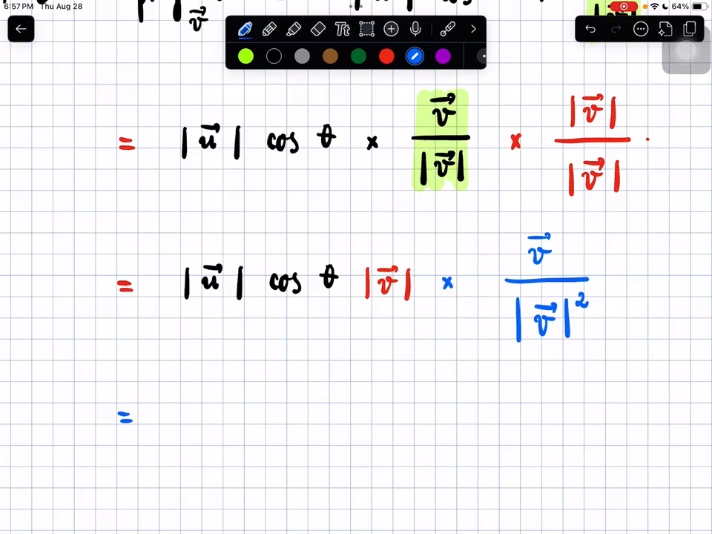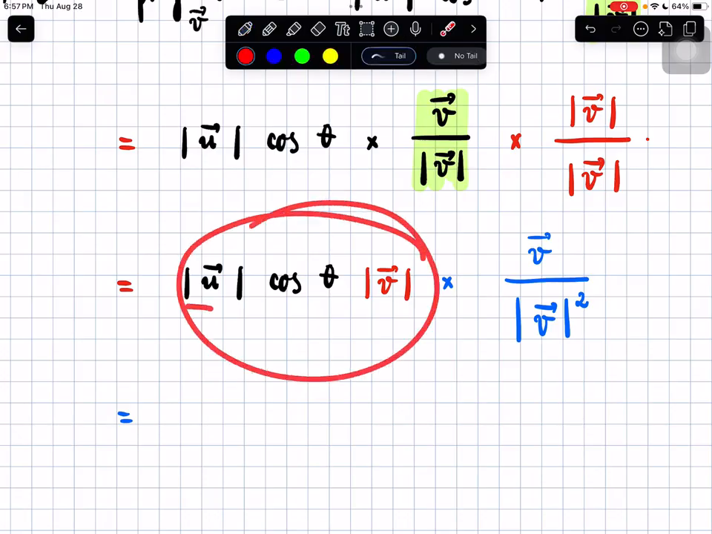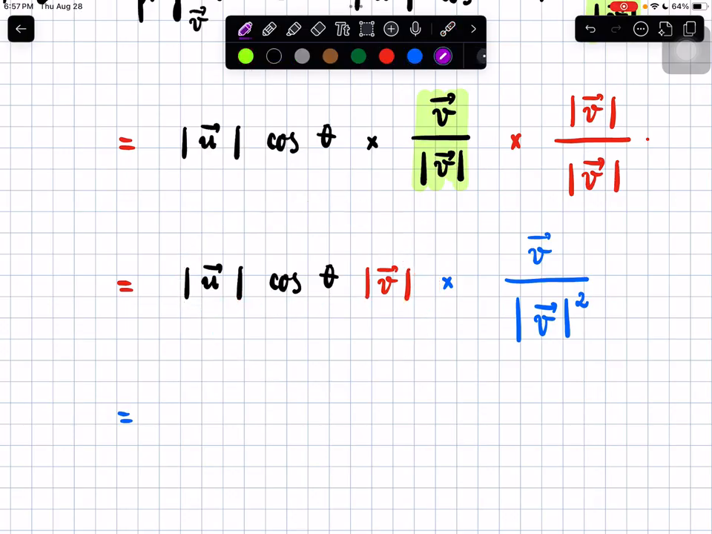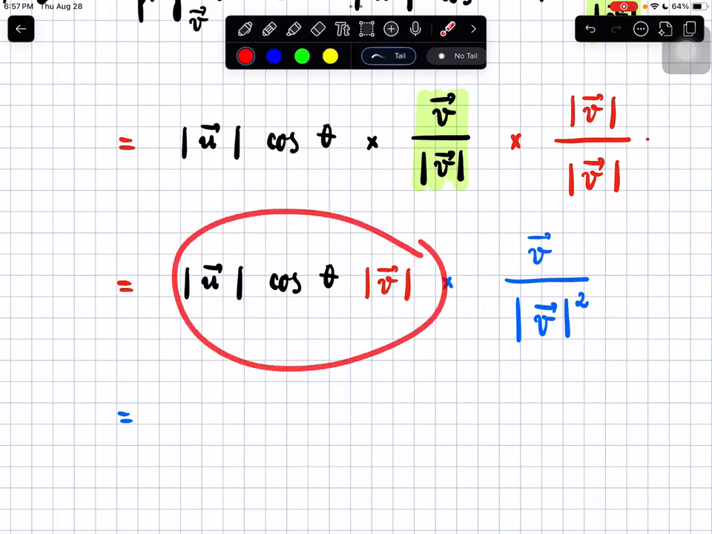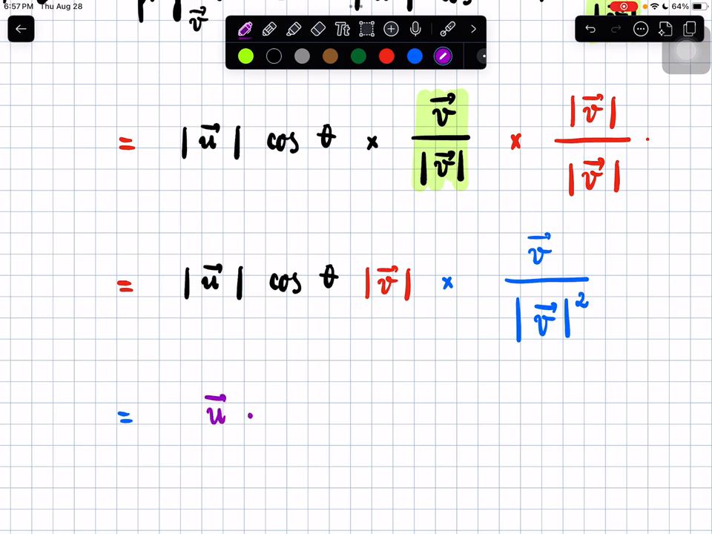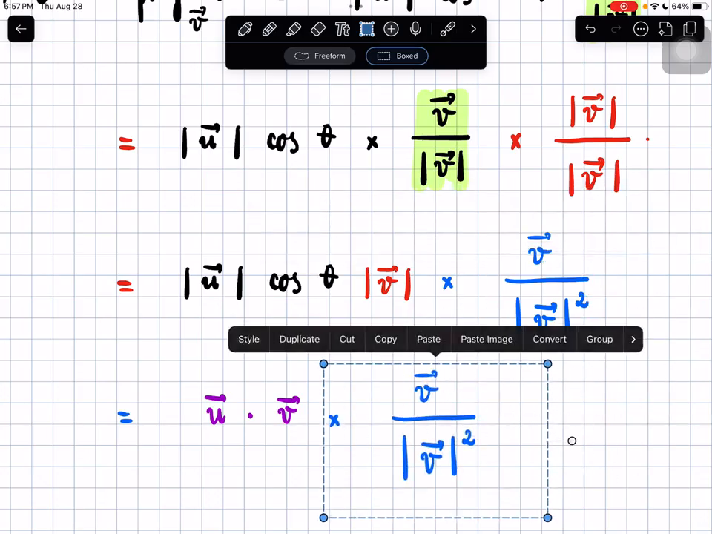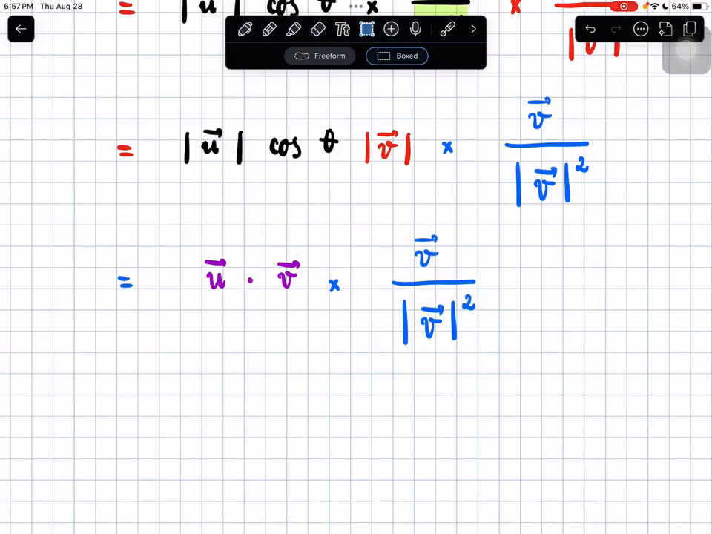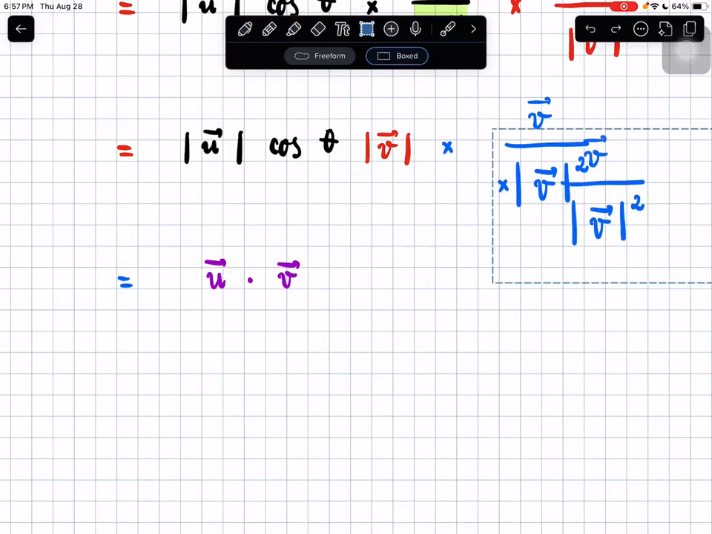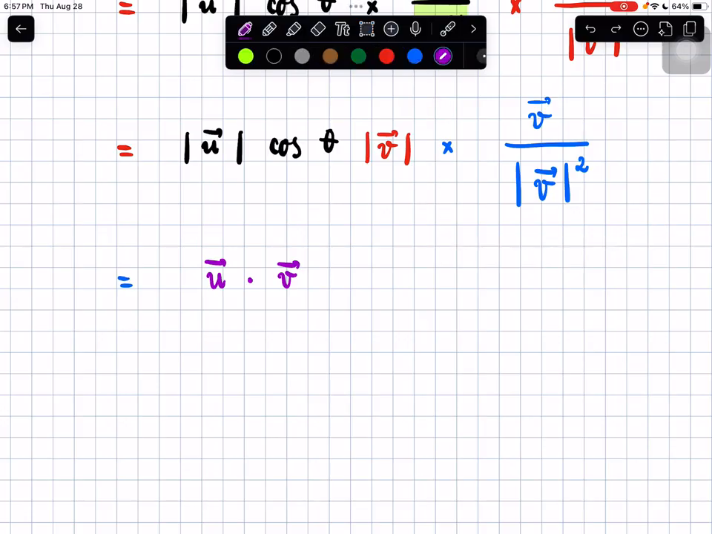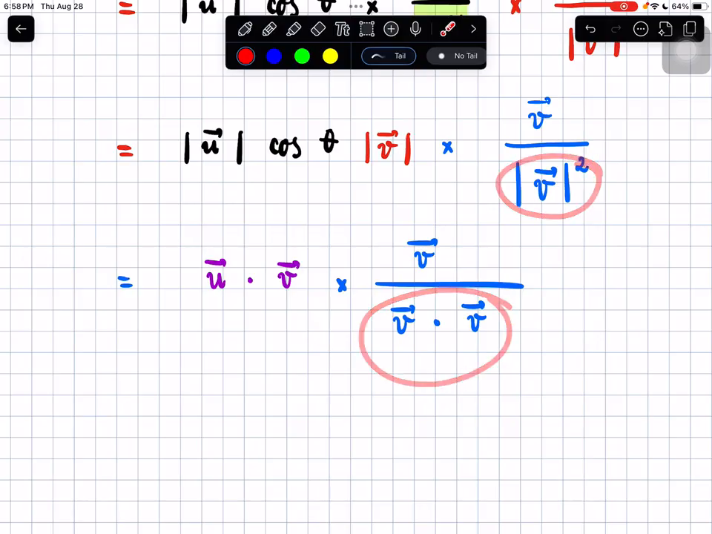So this one is equal to the first term. Remember that u dot v is the length of u times the length of v times the cosine of the angle between them. So the first term here gives us the dot product u dot v. The second term, keep the same. The second term I can also write down as vector v divided by vector v dot vector v. Vector v dot vector v is actually the length of v squared.